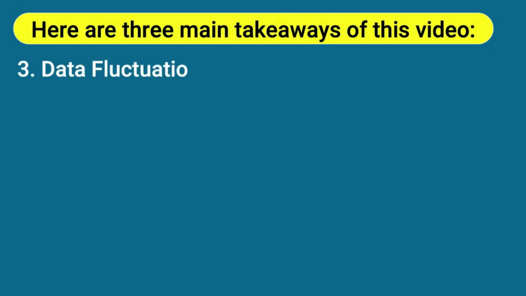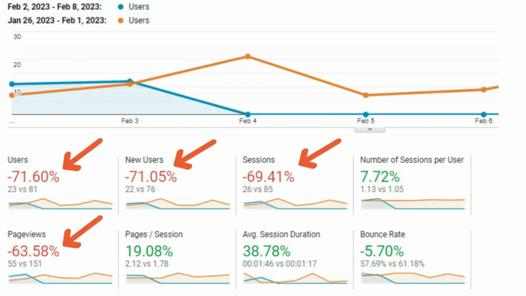Number 3, data fluctuations. Look for the red flags. Always be aware of data fluctuations that are more than 25%. If you see this, and you will, trust me, you will, this should prompt a timely investigation, and in many cases, you can mitigate major issues early on.